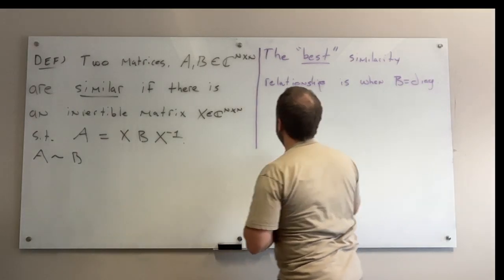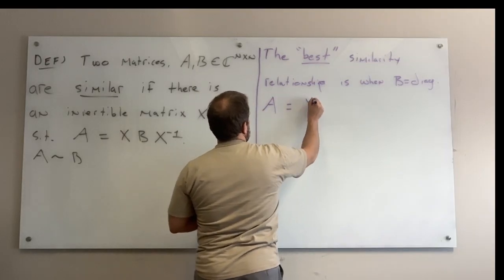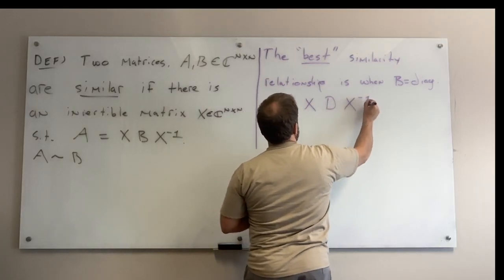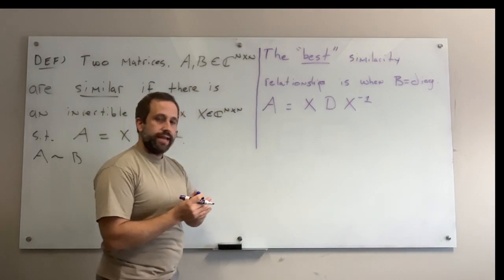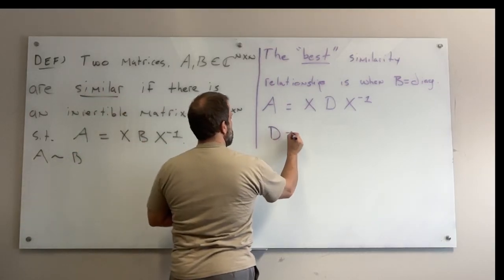Okay, so what does that mean? Let me just write it. So we're going to have A is equal to X times D times X inverse. So I'm using the letter D instead of B because it's diagonal, and diagonal starts with D. What is a diagonal matrix? Well, hopefully you remember this.